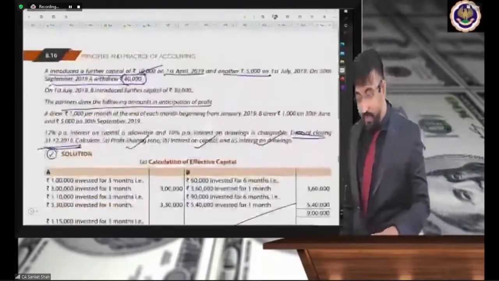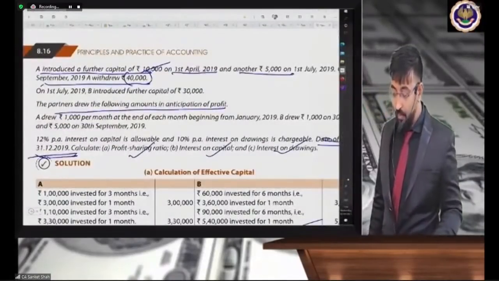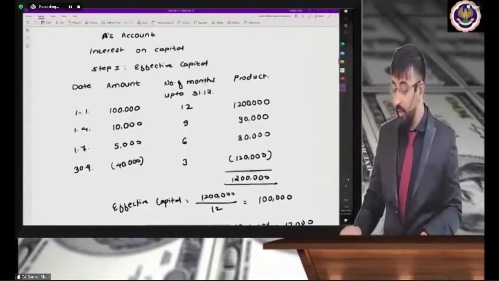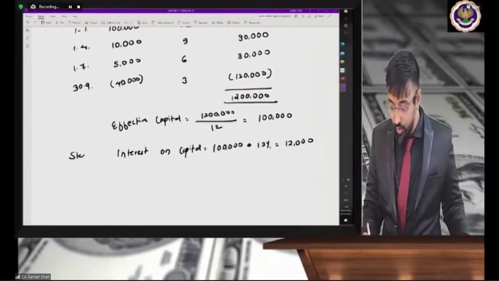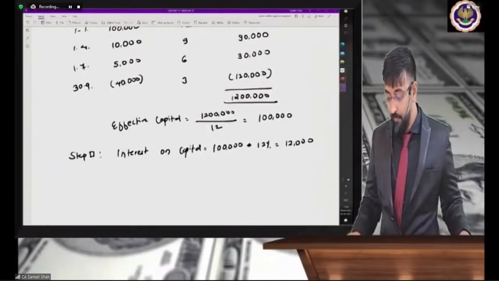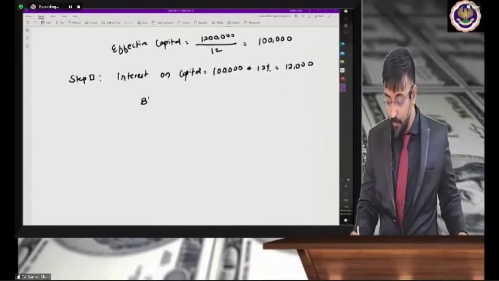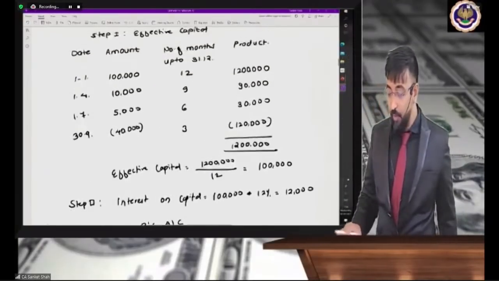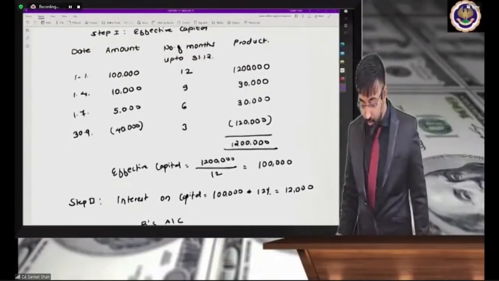So you got this presentation. So please don't refer to the ICAI presentation. My presentation is easy. I have done the effective capital in step 1. And this is step 2, interest on capital. Chalo, do it for B also. B's account. Yes, I'm waiting for your reply now. Now it's your duty to complete B's account, effective capital and interest on capital. Do for B. Yes, waiting for your answer.